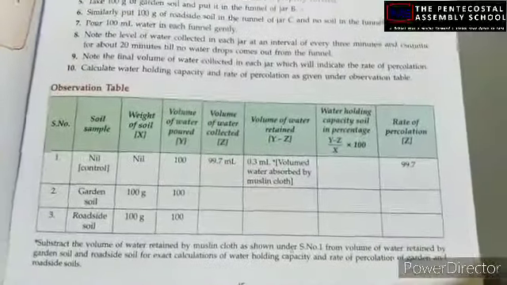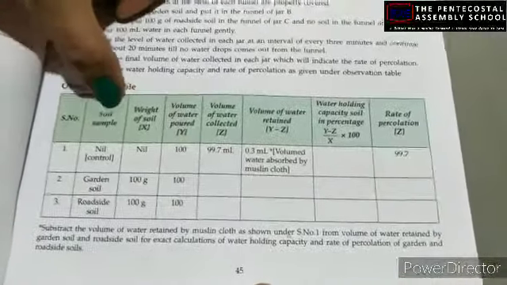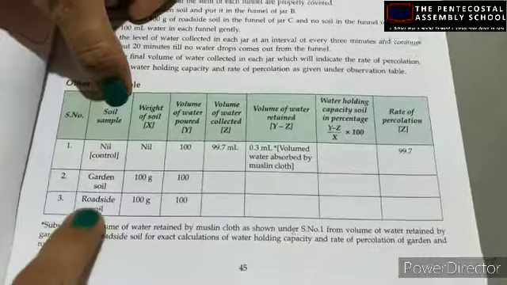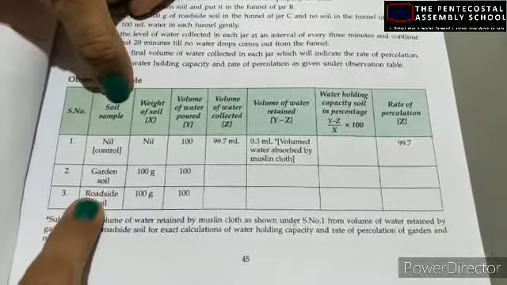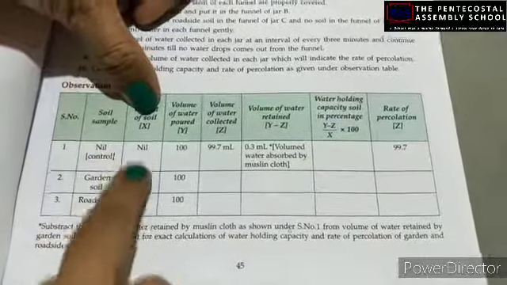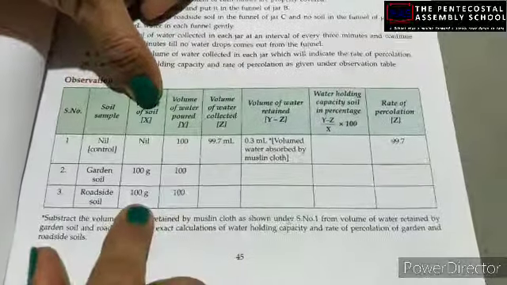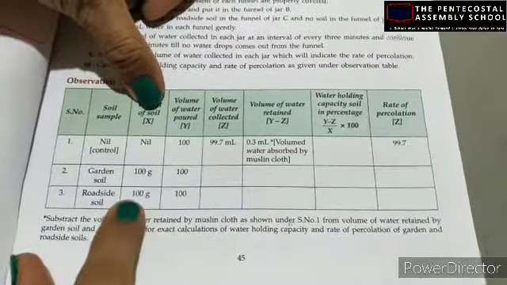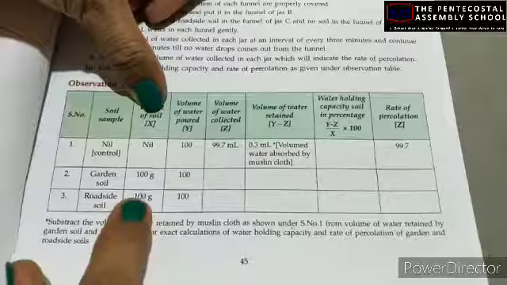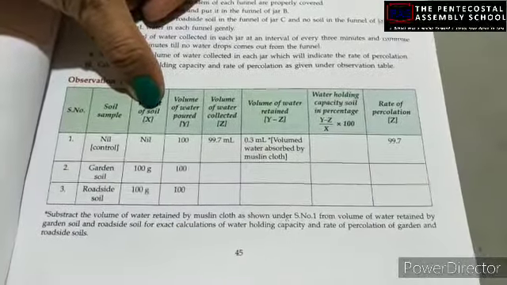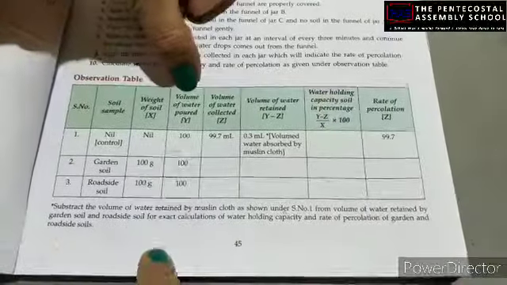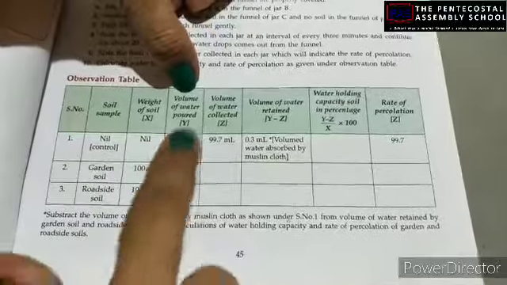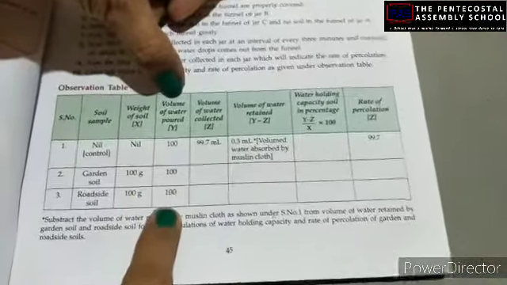Now we need to make this observation table, where you have to mark the soil sample. You can write the area from where you have collected it. For weight, if you don't have any weighing machine, we can take an equal amount of soil with the same measurement, and then the volume of water poured will be equal. Here, as I have taken only 40 ml, you can take more also.